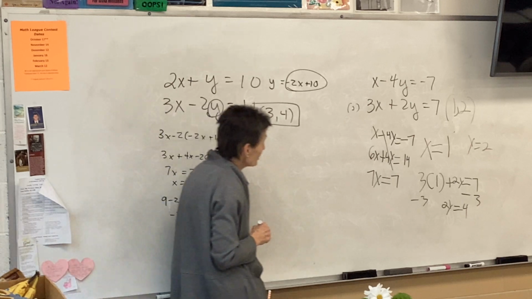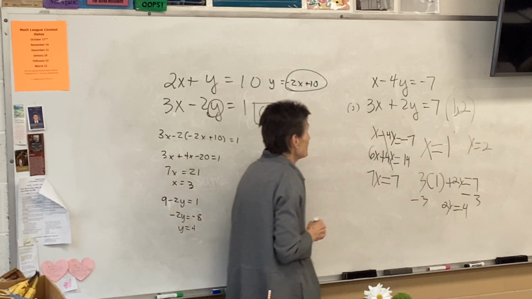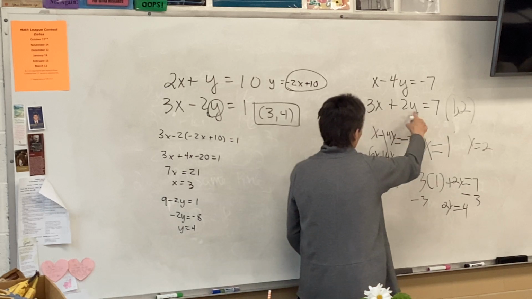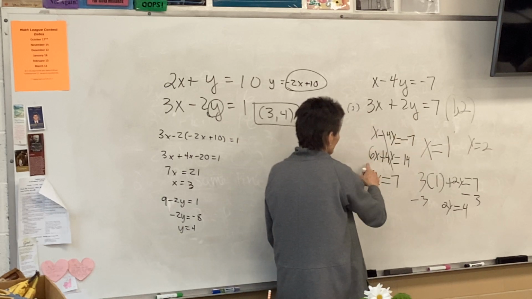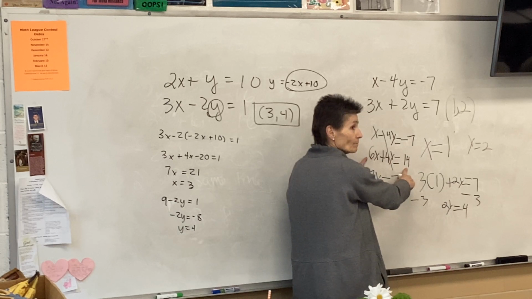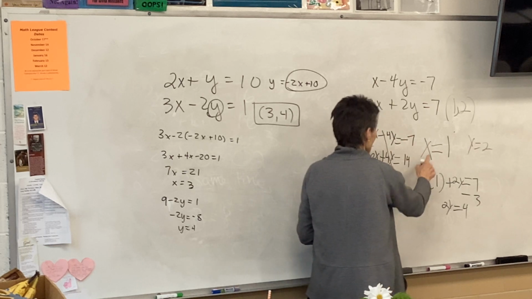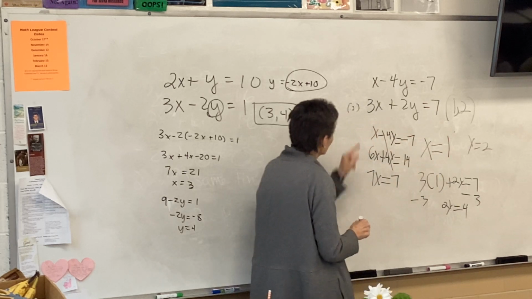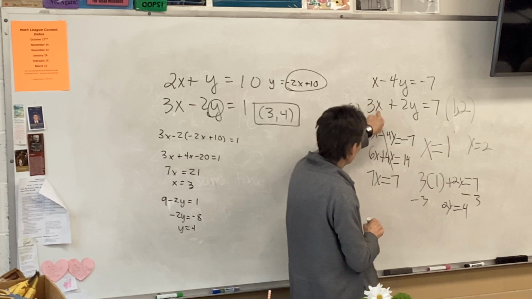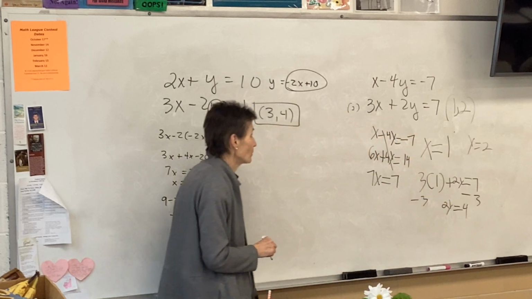Okay. Jared got 1, 2. Did anybody else get that far? Now he used elimination, so it looks like he times the second equation by 2. So he got 6x, 4y, and 14. And then he added and got 7x equals 7, so he got x is 1. Looks like he put it in here. Put 1 in for x. And got 2 for y.